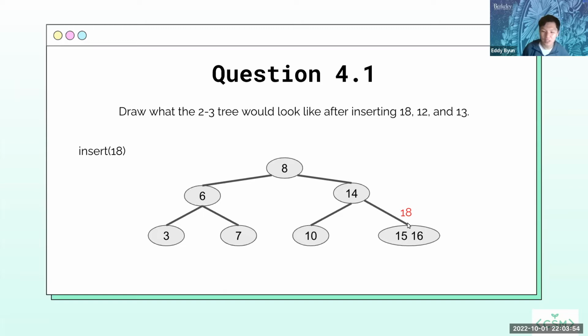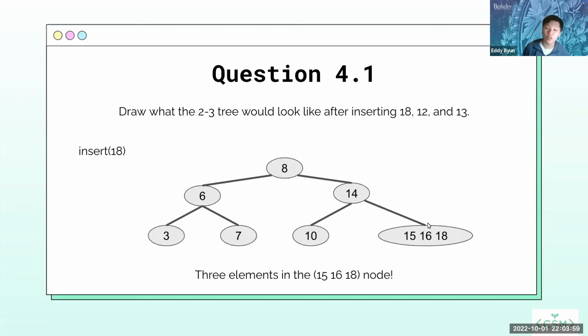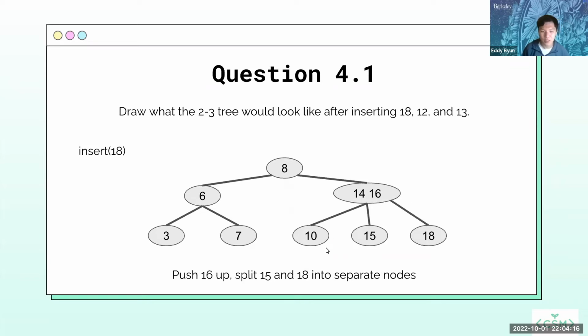So we have to insert 18 into this node. However, when we insert 18 into this node, we've created a node that has 3 elements in it. And when this happens, recall that we need to push the middle element up and then separate the left and right elements. So we push 16 up and we split 15 and 18 into separate nodes. So this is what the tree should look like after we insert 18 into the original tree.